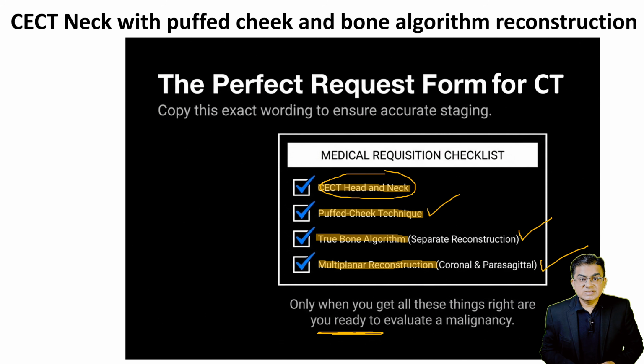If you don't ask for these exact things, your radiology technician will not do it, and your radiologist will not be able to report it well. You may miss critical information about the exact extent of the tumor. It allows you to accurately see the depth of invasion, map the tumor extent, identify bone erosion and track nerve spread. So do not just order a generic conventional CT scan. Always explicitly ask for puffed cheek technique and a bone algorithm reconstruction with multiplanar reconstruction. Do not accept anything less.